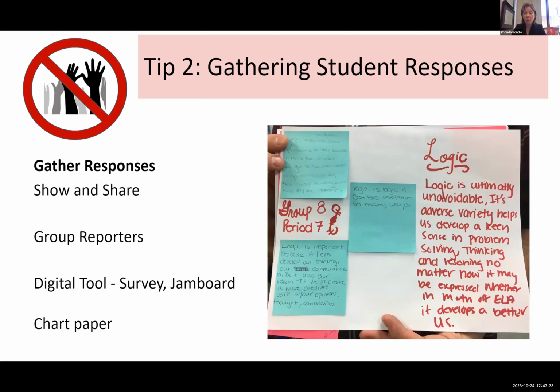You can also have group reporters. You could use a digital tool or a survey or a Jamboard where people are doing the same kind of note catcher thing, or chart paper if you're in person.